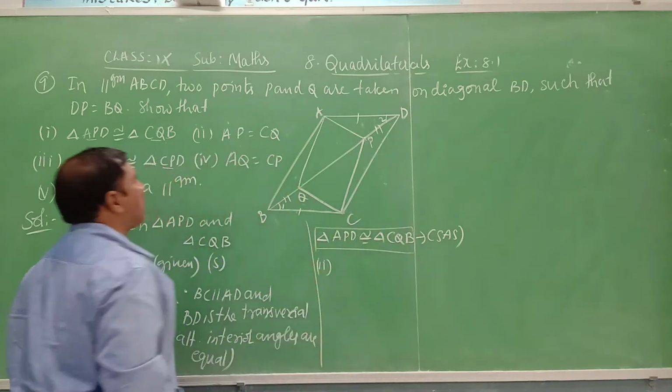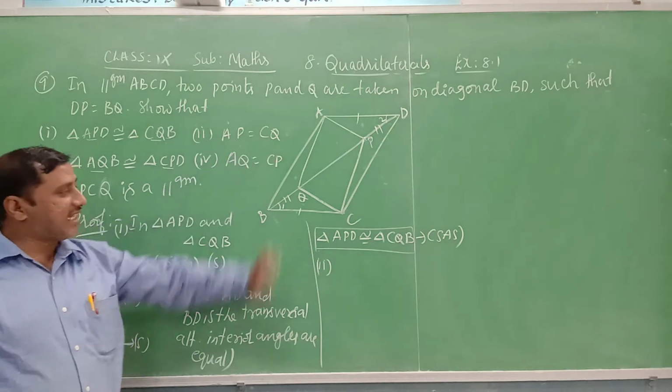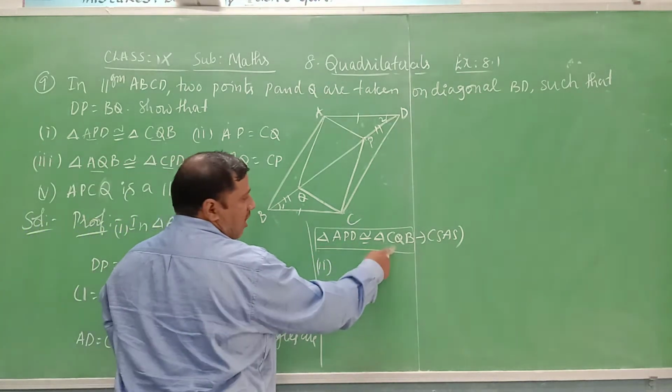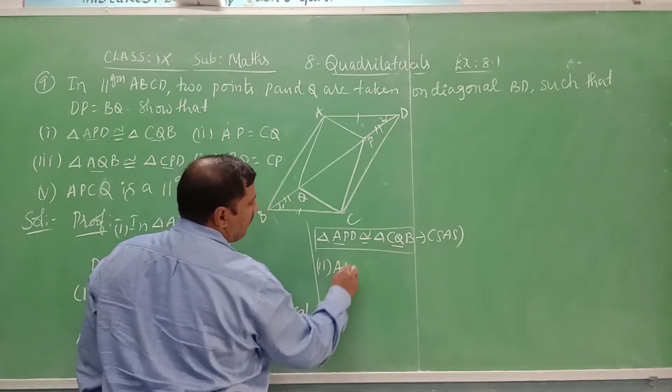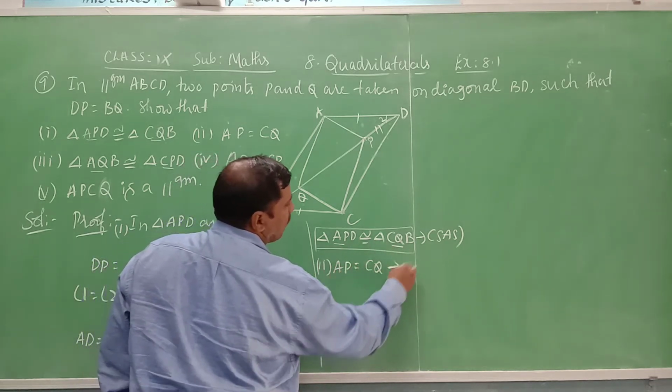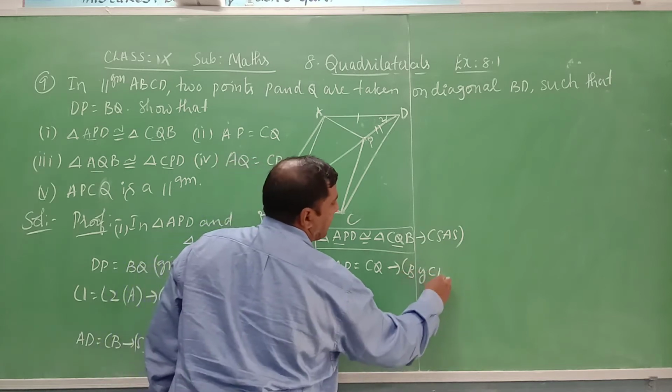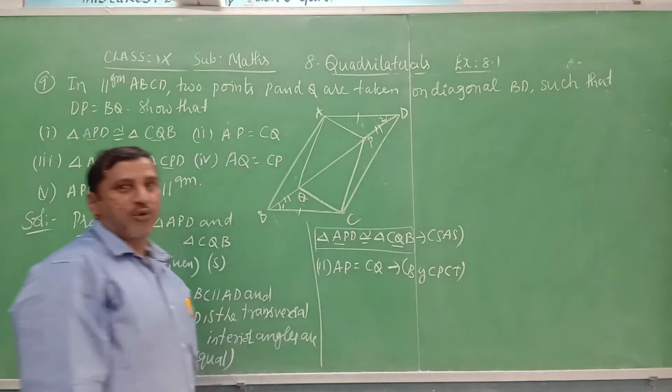Next, the second one, what you have to prove? AB is equal to CQ. From these two congruent triangles, by CPCT, AB is equal to CQ. So two things were proved.